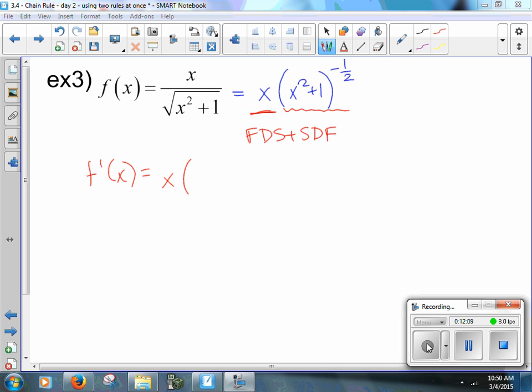Well, this is my first function. And now I'm going to find the derivative of the second. My first function is x. So now I'm going to go with chain rule. Negative 1/2 times the quantity x squared plus 1. So negative 3 over 2 now. That's right. Negative 1 minus 2, and negative 3. Good. Times 2x.